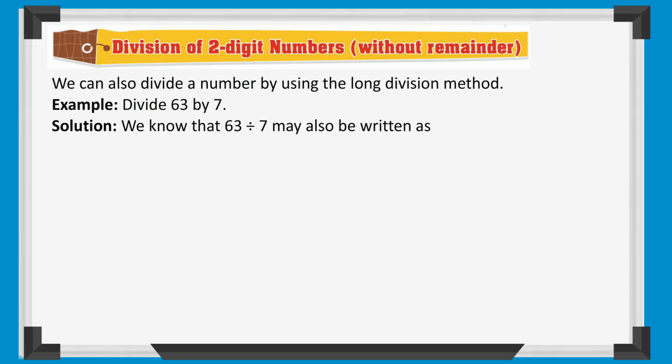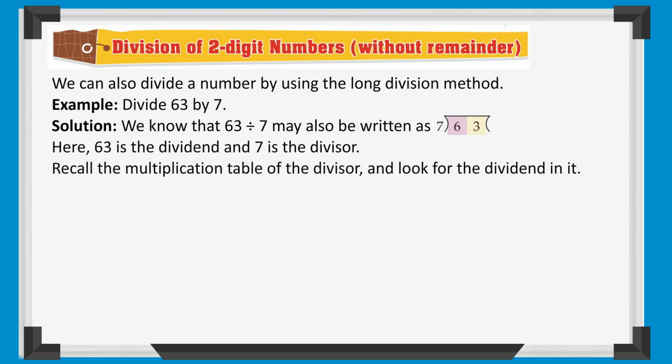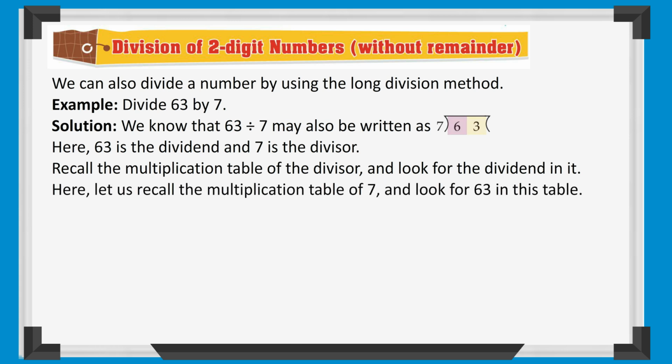Solution. We know that 63 divided by 7 may also be written as, here 63 is the dividend and 7 is the divisor. Recall the multiplication table of the divisor and look for the dividend in it. Here, let us recall the multiplication table of 7 and look for 63 in this table.